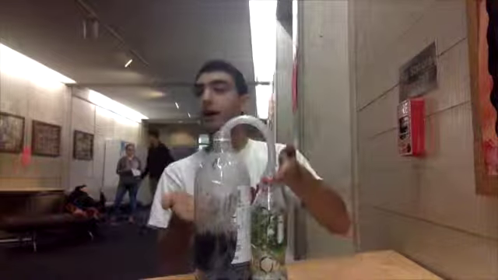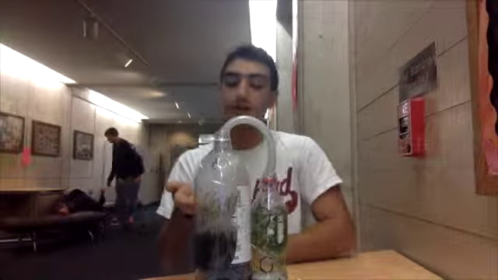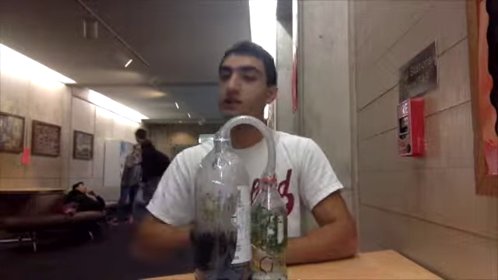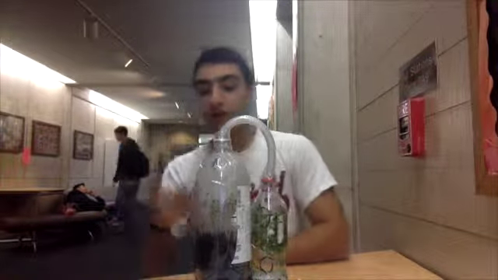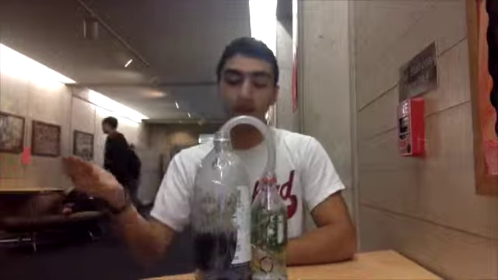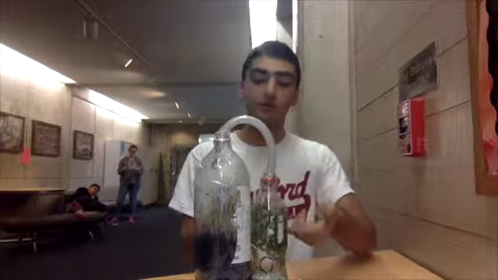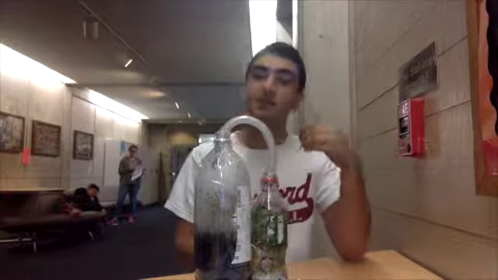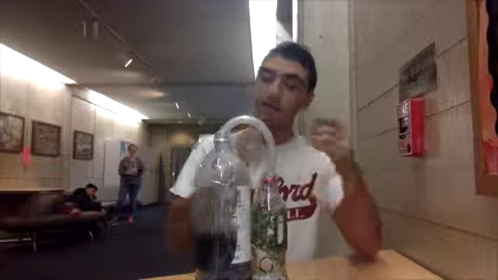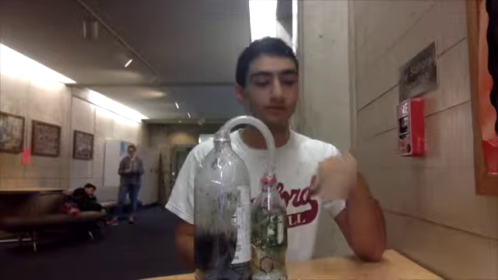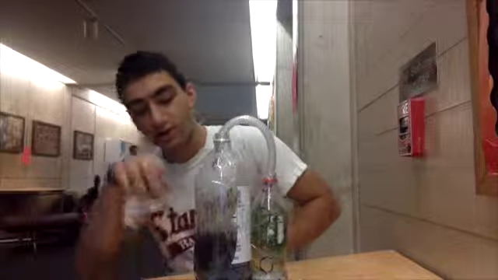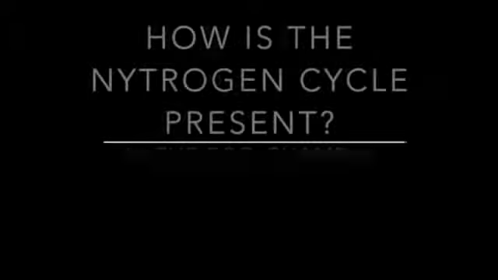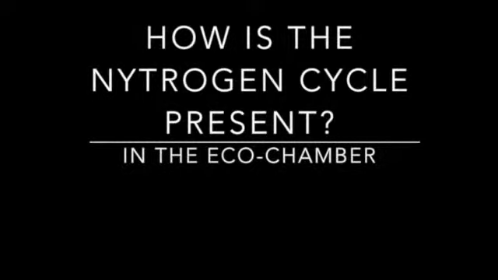How is the carbon cycle present? So in this biosphere, the plants take in carbon dioxide and let out oxygen, which the cricket in here takes in, and it lets out carbon dioxide. Basically the same thing happens over here in the water area, where the snail lets out carbon dioxide and the plants let oxygen out. But also, there's some decomposition that goes on down here, which causes the carbon to seep into the soil.